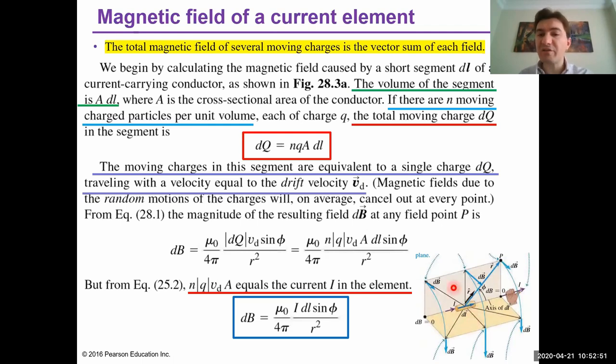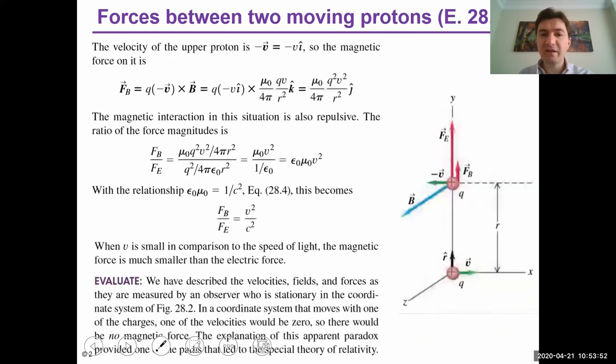And how many charges do we have? We have n moving charge particles per unit volume, and each has a charge of q. Then what is the total charge dq within this current element with the length of dl? So dq is the number of charges per unit volume, times the volume of that current element, times the charge of each particle. This is the total charge within the current element. Let's consider that each charge q within that current element has a certain drift velocity. Then just use that expression here.